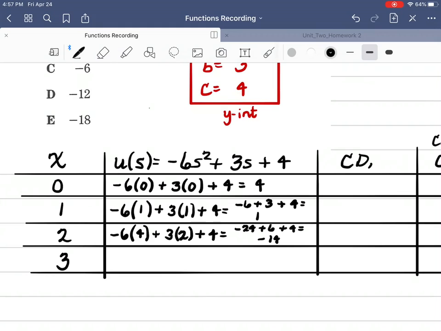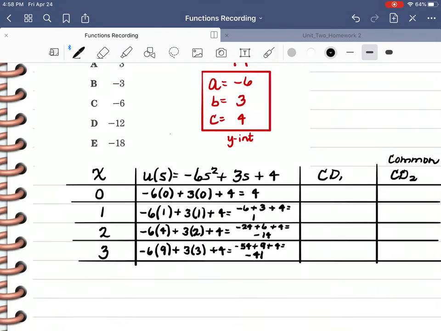So, okay, this one I have the negative 6 from the function, and then 3 3s are 9, plus 3 times 3 plus 4. So this is negative 54 plus 9 plus 4. And I'm thinking that that one is negative 41. I hope that's right. Okay, if it's not, I'm going to know here.